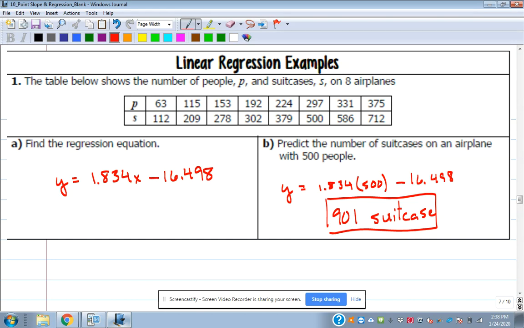I would have even rounded up to 901 if it had been 900.2, because you can't have 0.2 of a suitcase. And if I'm planning ahead, if I'm the airline and I'm trying to plan for storage of baggage, wouldn't I rather have extra room as opposed to not enough? So that's why I'm going to round up if it's over 900. So just in context of the word problem, that's the idea.